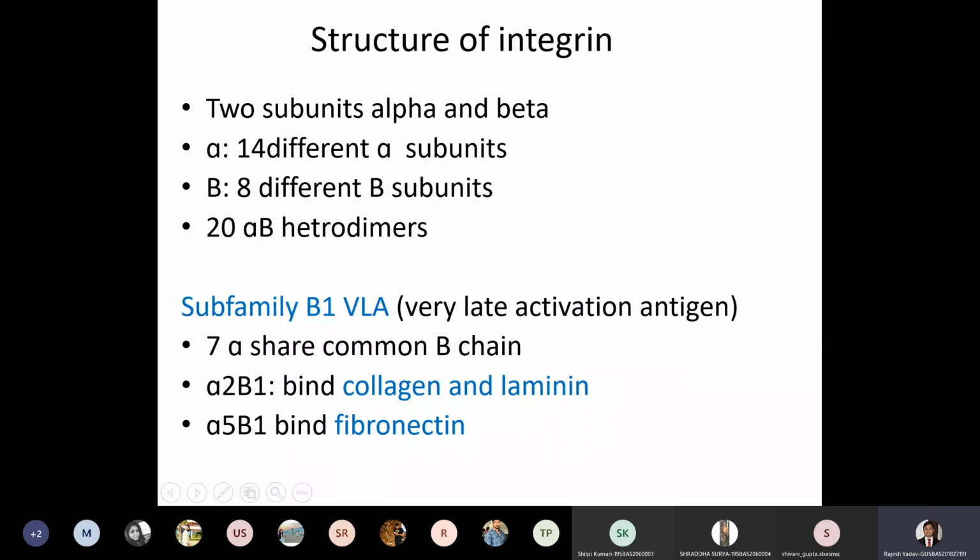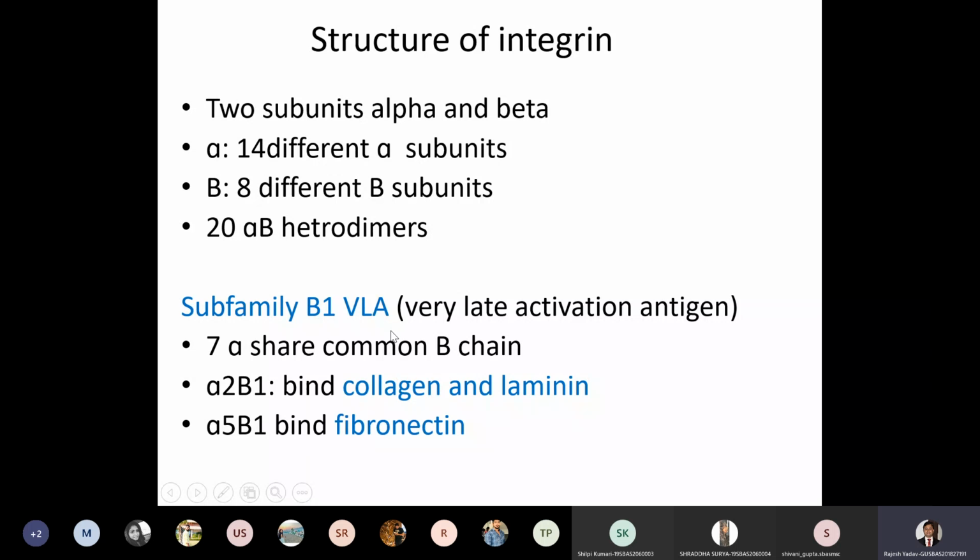Suppose in the general structure I have shown here, there may be 14 different alpha subunits and 8 different beta subunits, and 20 types of alpha-beta heterodimer have been seen. One type of this integrin is a subfamily of the beta 1 VLA integrin. VLA stands for very late activation integrin. So this is one subfamily, the beta 1 VLA integrin.